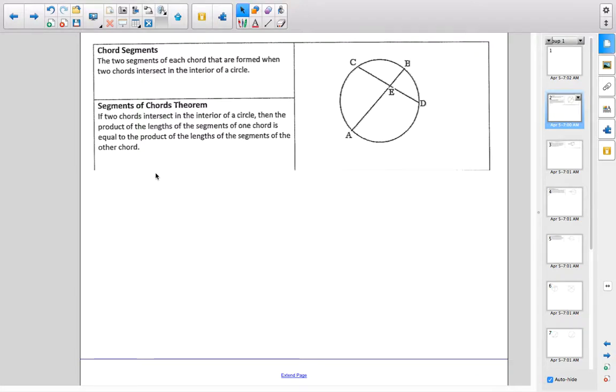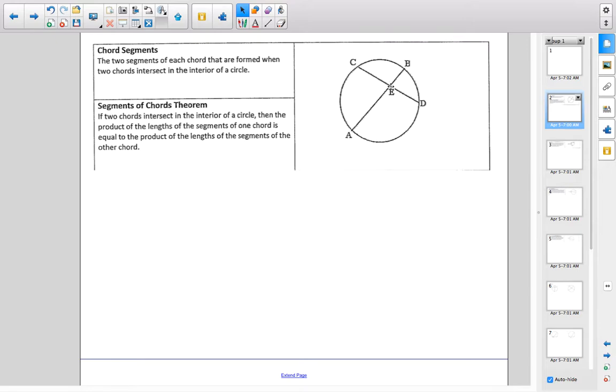Okay, today we are in day 6 notes, and day 6 starts with chord segments. So everybody turn to page 12, and we'll get started on chord segments. When you look at two segments or two chords that intersect, you'll notice that when they intersect, they divide each other into two parts. These are called chord segments.